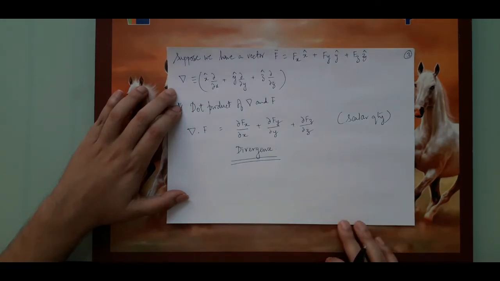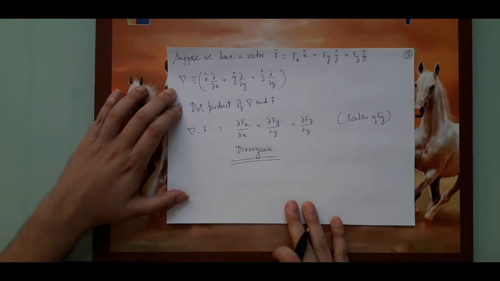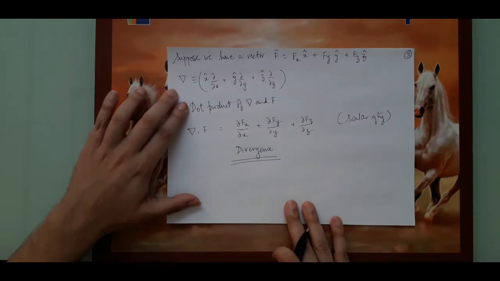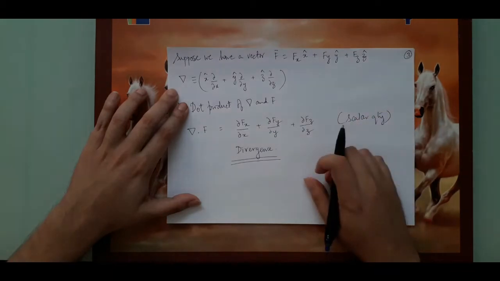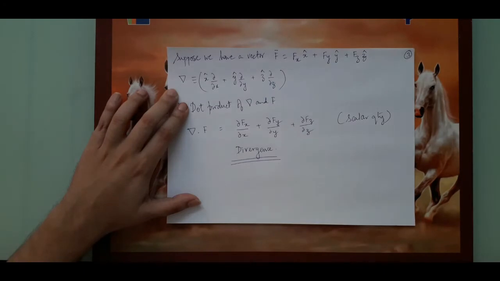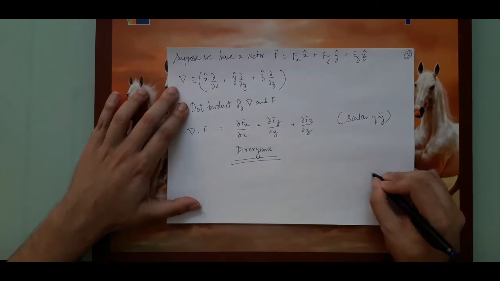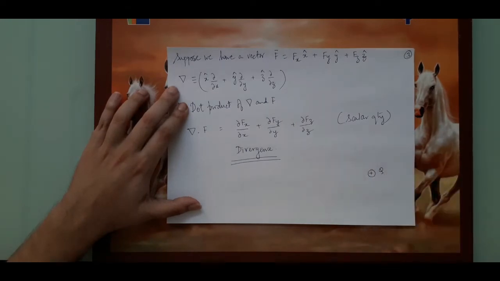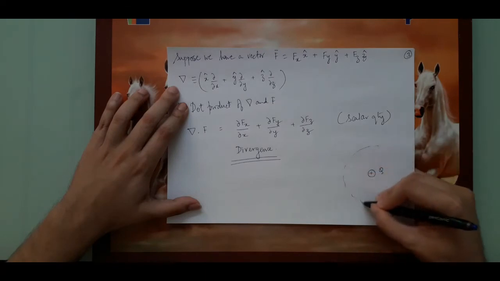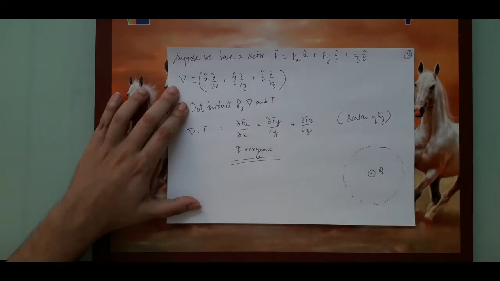This quantity is called divergence. Divergence is an indication of the flowing nature of the vector or vector fields. Now let us say, for example, I have a charge, some q, and I am defining a closed surface around this charge.